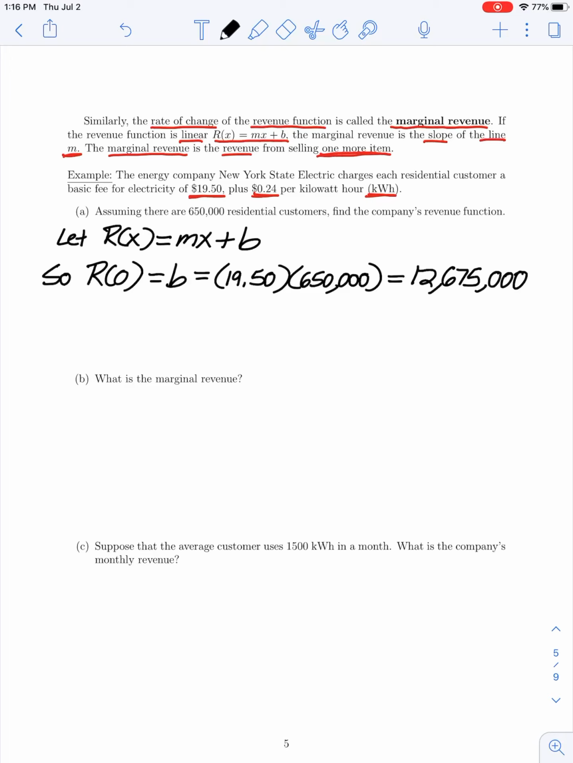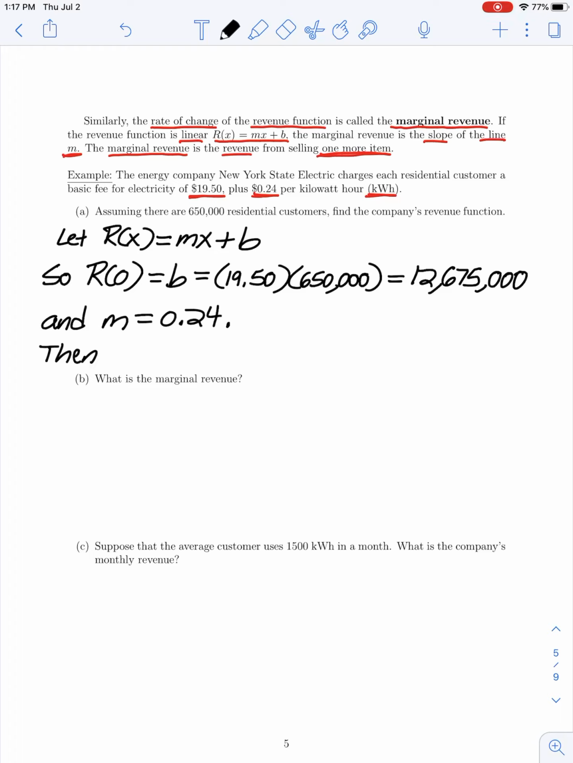And we still need to find our marginal revenue. What is the slope of this line? So we can use the information that we're given about being charged 24 cents per kilowatt hour. That is the additional revenue per kilowatt hour. So that is exactly the marginal revenue that we're interested in, $0.24 per kilowatt hour.